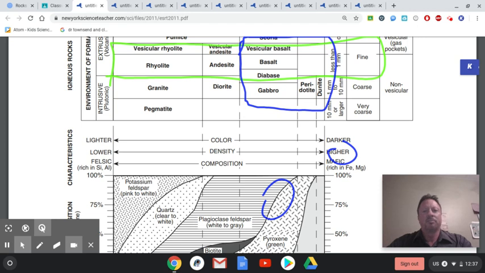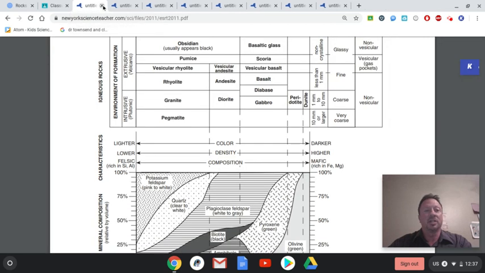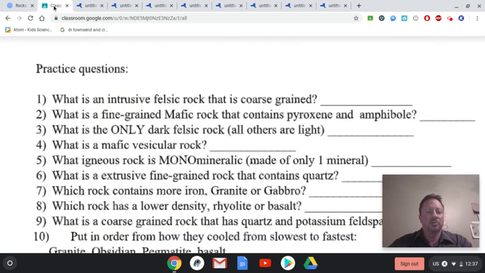Fine-grained basalt or diabase, but notice diabase, half of diabase is fine, half of diabase is coarse. So I would go with basalt because 100% of the time basalt is fine grained and it is on the mafic side. Okay, next question, number 3.